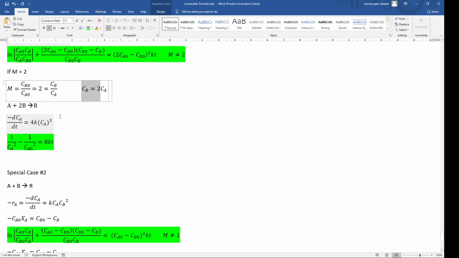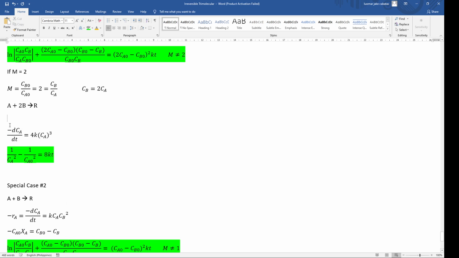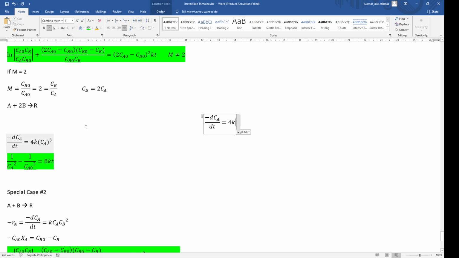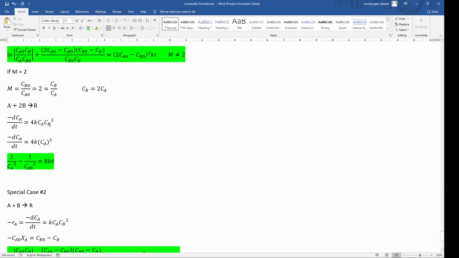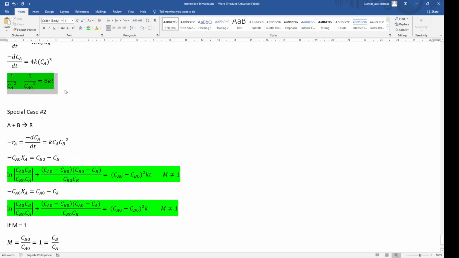So we have CB is equal to 2CA. So we now have a relationship between CB and CA, so we just have to directly substitute that into our rate equation, which was earlier this one, CA CB squared. So substitute for CB. So we have this, and then we just use separation of variables, and we get this equation.